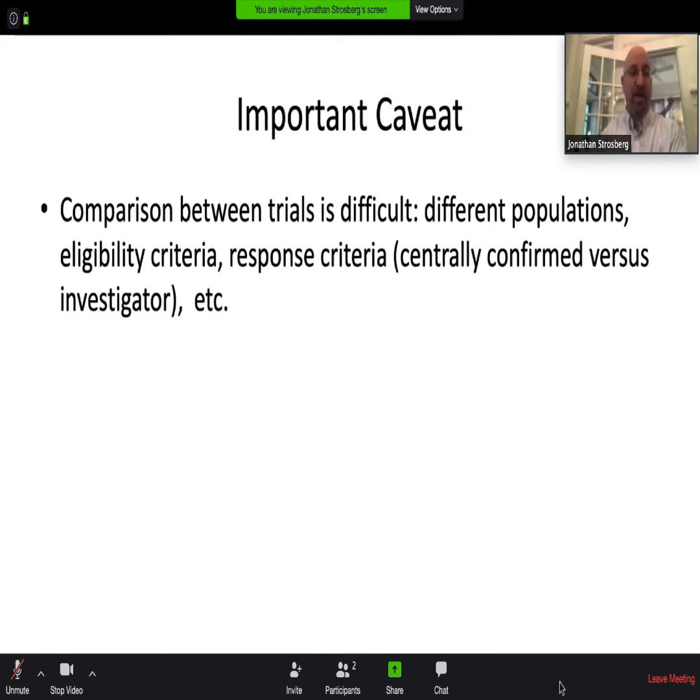Now, an important caveat is that comparison between clinical trials is difficult. Trials have different populations, different eligibility criteria, sometimes different response criteria. So just because one study shows, say, a median progression-free survival of 1 year and another shows a progression-free survival of 1.5 years, doesn't at all mean that drug B is better than drug A. They're completely different studies. So it's important to keep that into account.